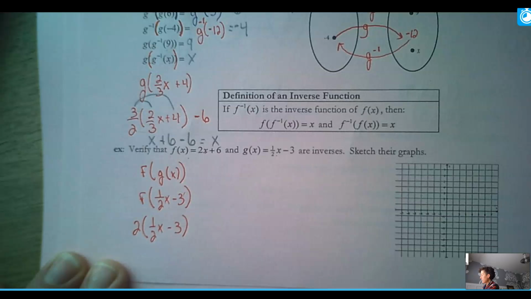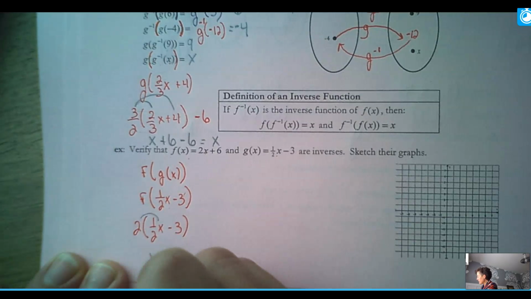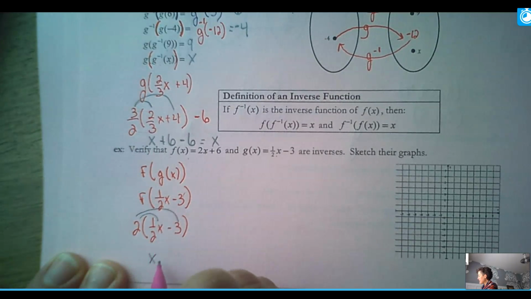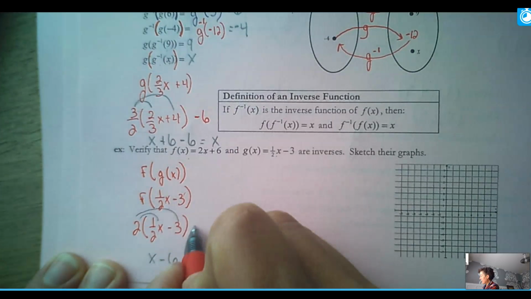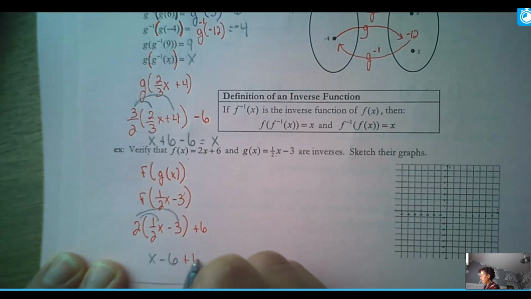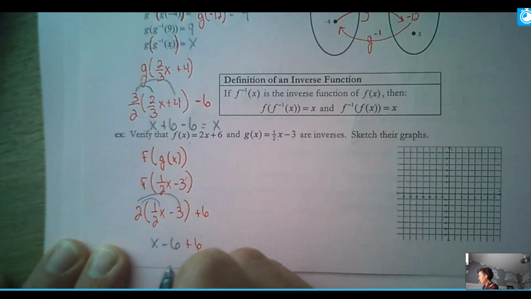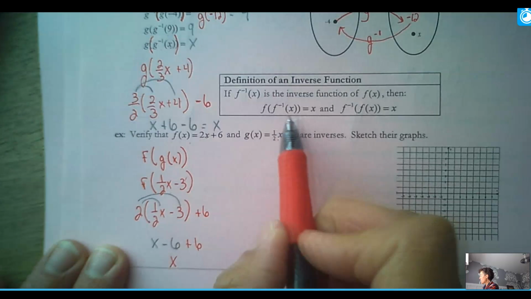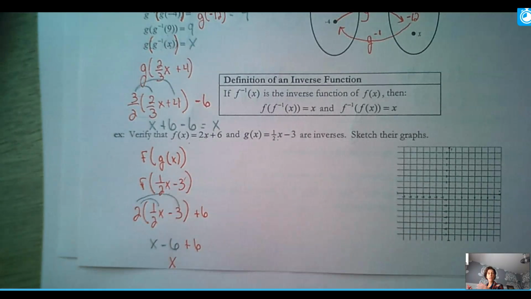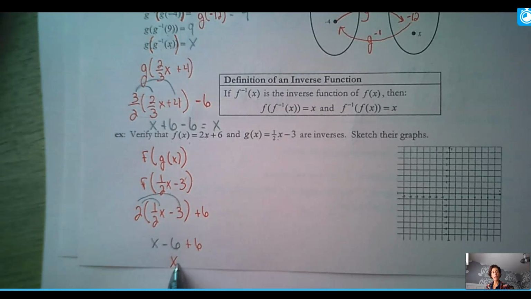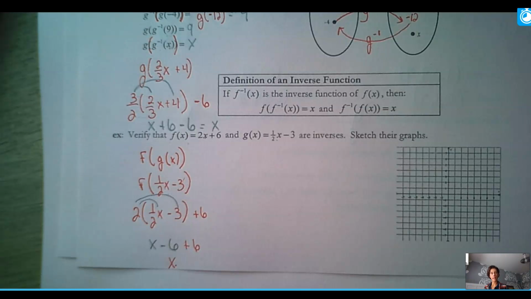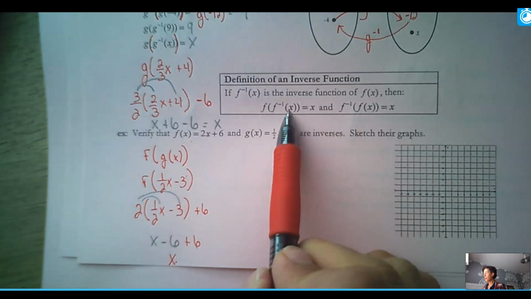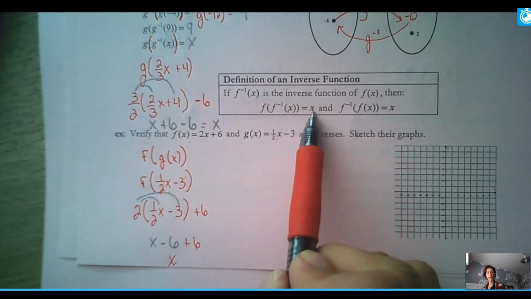So I'm going to multiply. So we get an x, and then we get a minus 6. And then what I don't want to forget is that I still had this plus 6 here. So now I'm going to bring that back down. And when I clean this up, I get just x, which is what's supposed to happen. So if you take two functions that you believe are the inverse of each other and use a composition function for them, and you get x, you have verified that they are inverses of each other, because what I put in is what I got out.